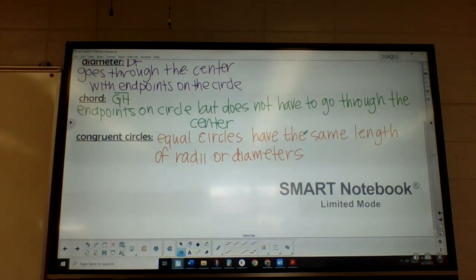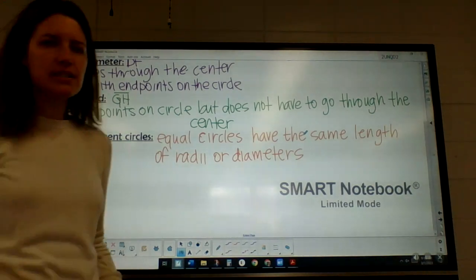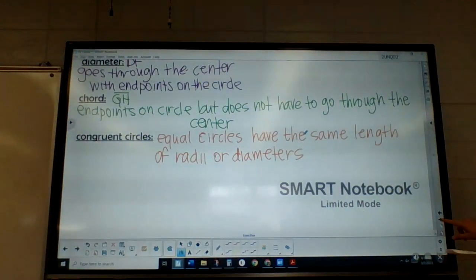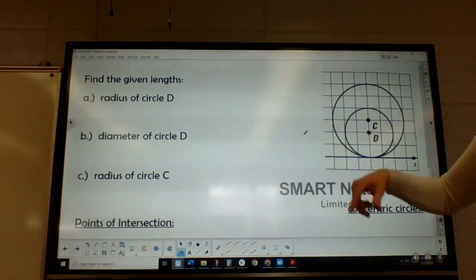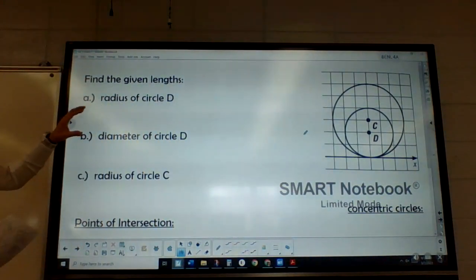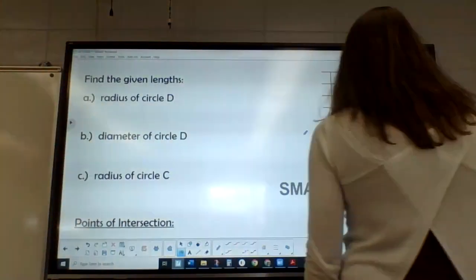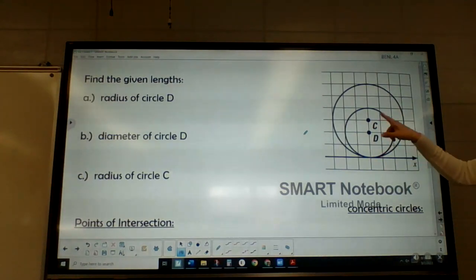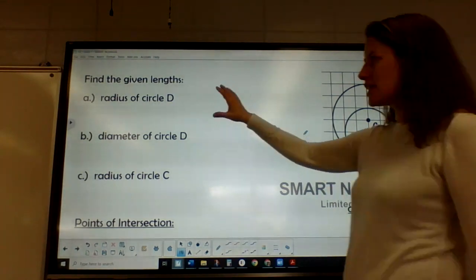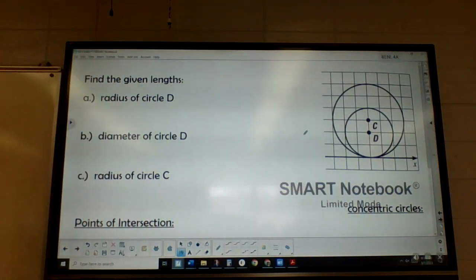So we're just getting used to some of these ideas; it looks like I have a bunch of bubbles on the next sheet here. Just talking about some different things that we need to know about circles. Looking at this drawing, we're going to find these different lengths. So why don't you take a minute to try this. Finding the radius of circle D. If it's not clear, D is the middle of the smaller circle, whereas C is the middle of the larger circle, if that makes sense. They're asking for the radius and diameter of these.